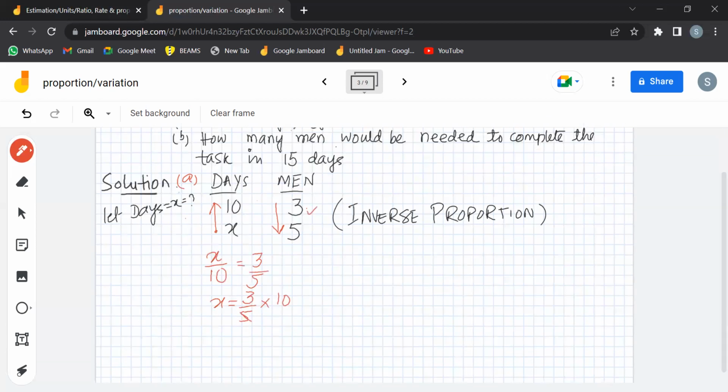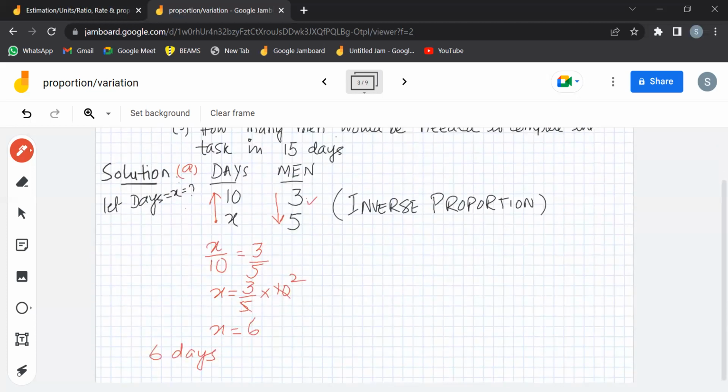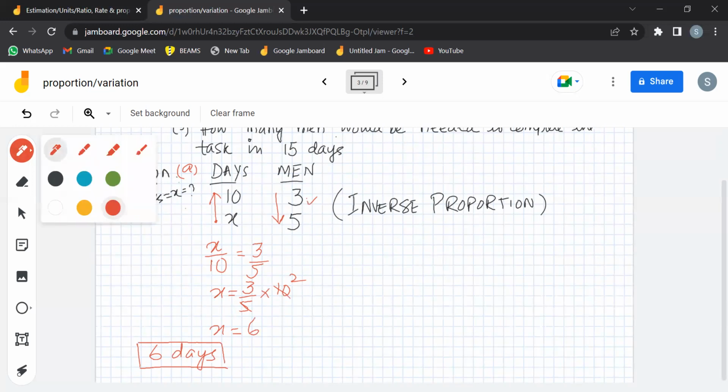So 5 two times here. So x is equal to 6. So 6 days is the answer. So how many days would 5 men take? So 5 men can complete that job in 6 days. Simple.